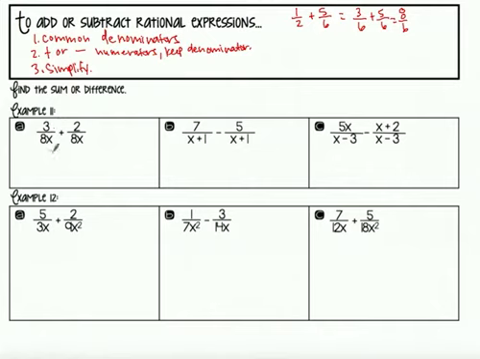So for example 11a, you've got 3 over 8x plus 2 over 8x. So the first thing is I need to make sure they've got common denominators. So if they have common denominators, I just add the numerators. So 3 plus 2 gives me 5, and I keep the denominator. And so I don't have to simplify that at all. I'm good on that one. The only thing that x could not equal would be 0.